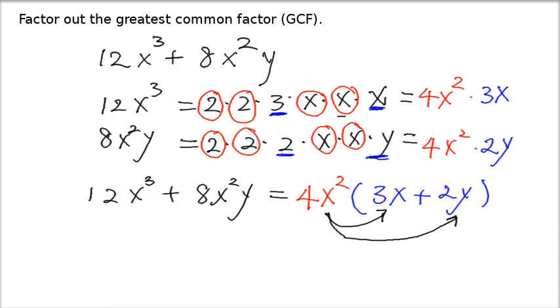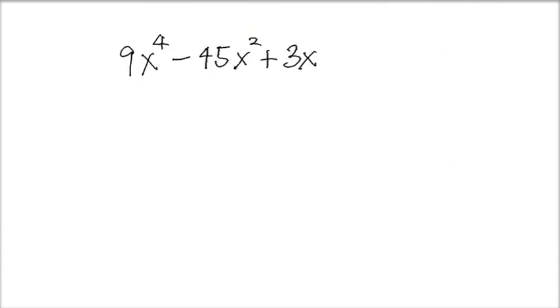Let's take a look at another example. So in this polynomial, there are 3 terms. 9x to the 4th, minus 45x squared, I should put minus also. And then the third term is 3x.